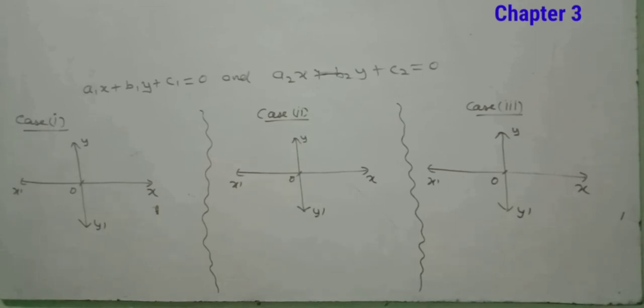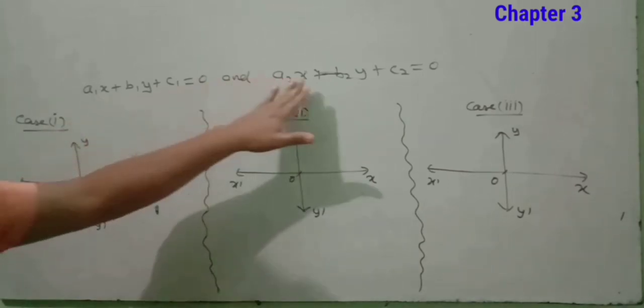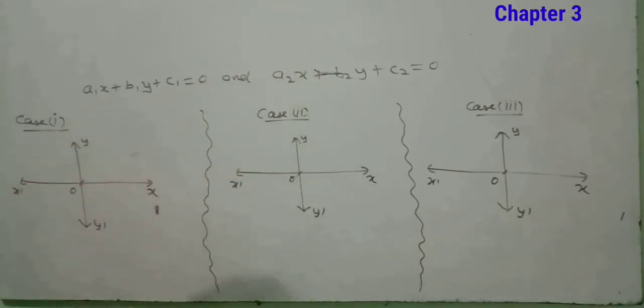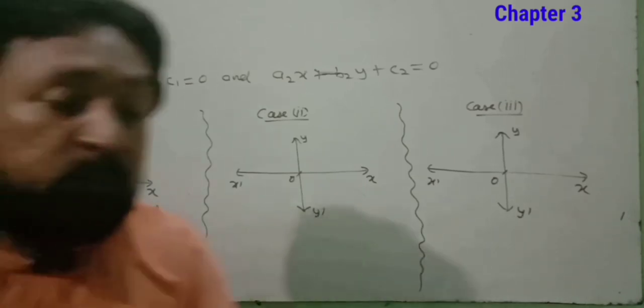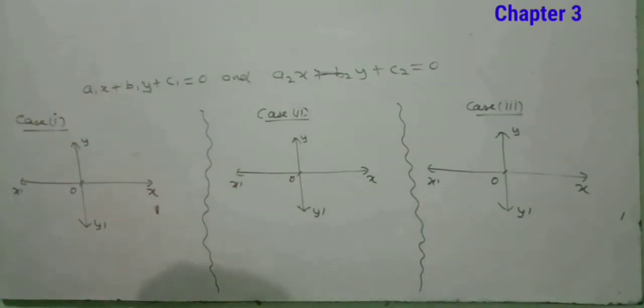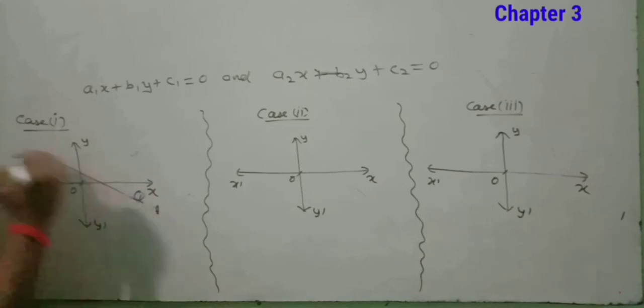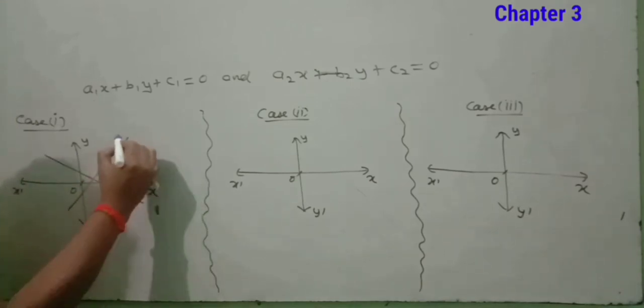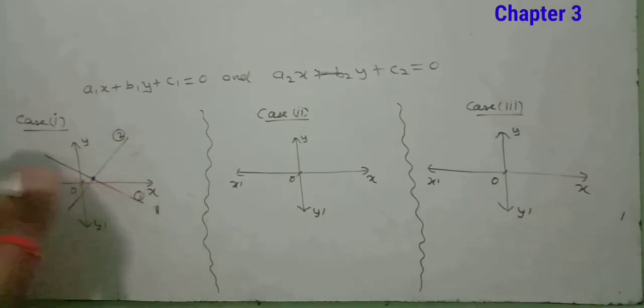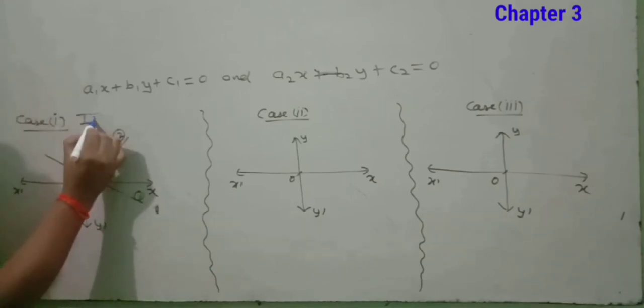Students, now pay attention: we have this pair of linear equations in two variables. I told you three cases: intersecting lines, parallel lines, and coincident lines. In the graphical method, we actually have to draw the graph of both lines on the same graph paper. Suppose I draw it and they come like this: this is the first line and this is the second line, and they both intersect at only one point. It means in this case the lines are intersecting lines.